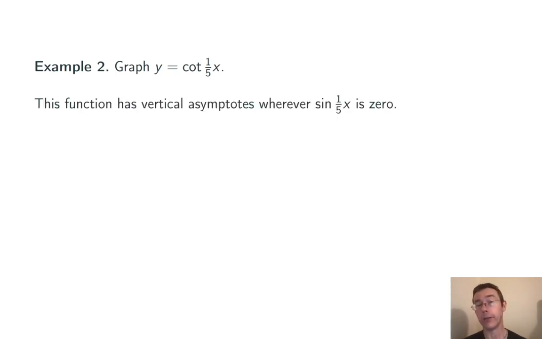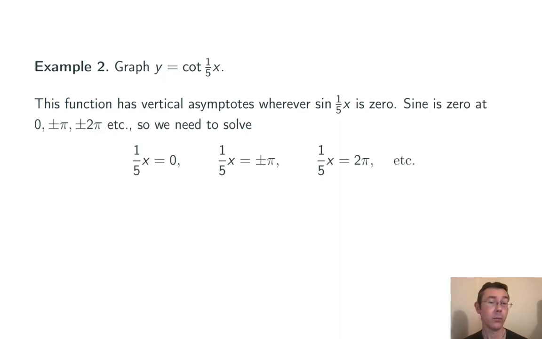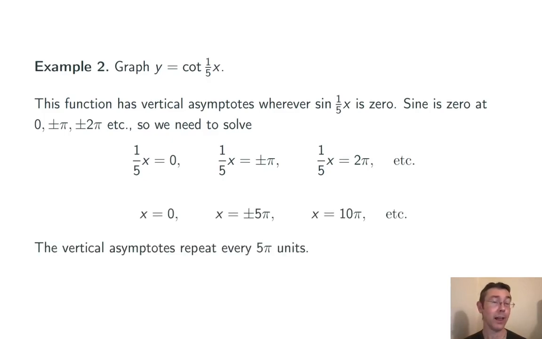Here we're going to get vertical asymptotes wherever sine of 1/5 x is equal to 0. Sine is going to be 0 at 0, plus and minus pi, plus and minus 2 pi, and so on. So I'm taking the inside of that sine function, 1/5 x, and setting it equal to 0, plus and minus pi, plus and minus 2 pi, and so on. To solve these, I'm just going to multiply both sides of each equation by 5. So the vertical asymptotes are going to be at 0, plus and minus 5 pi, plus and minus 10 pi, and so on. Here, the vertical asymptotes repeat every 5 pi units.